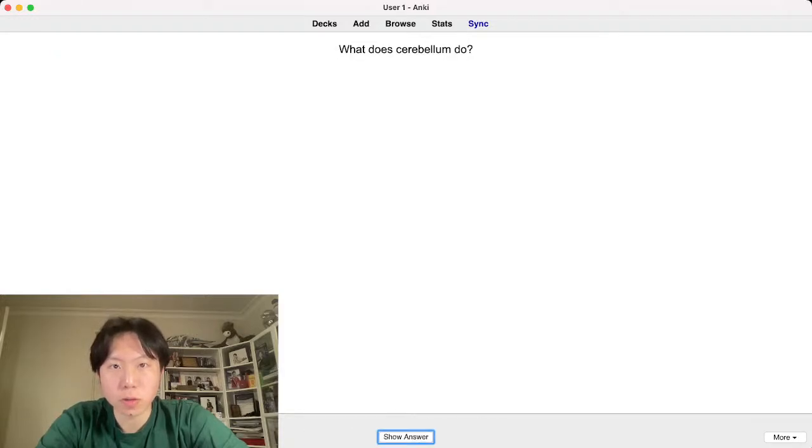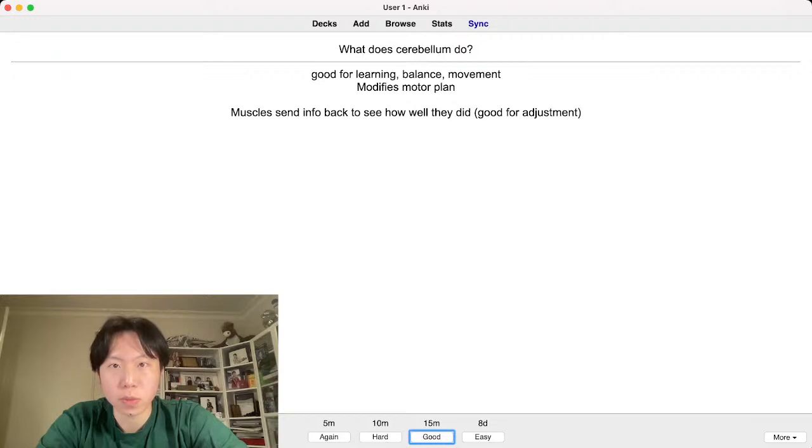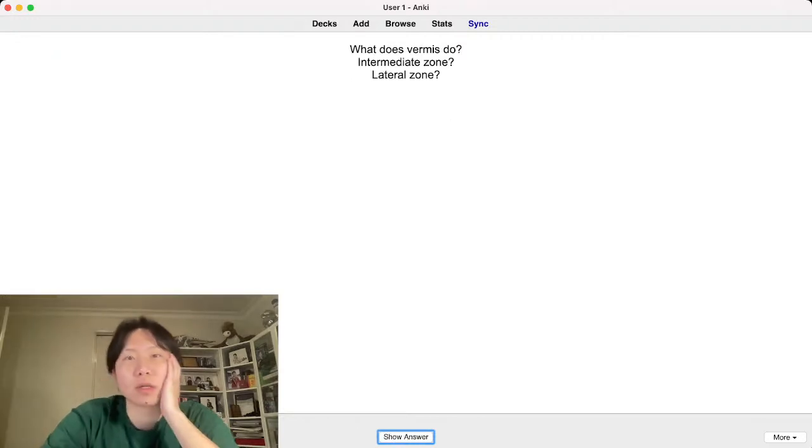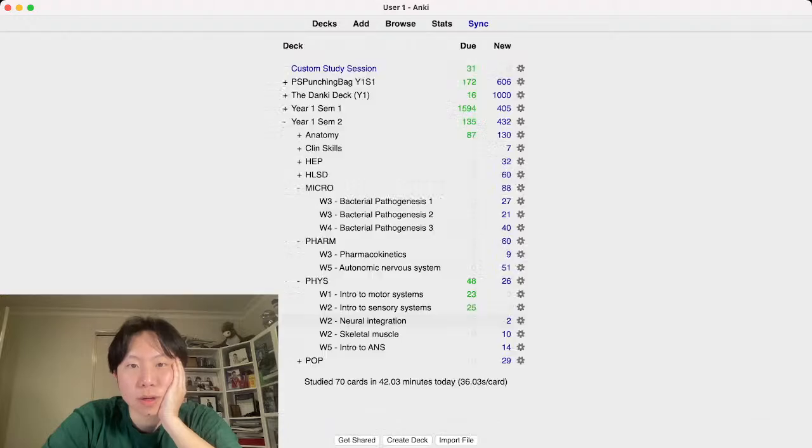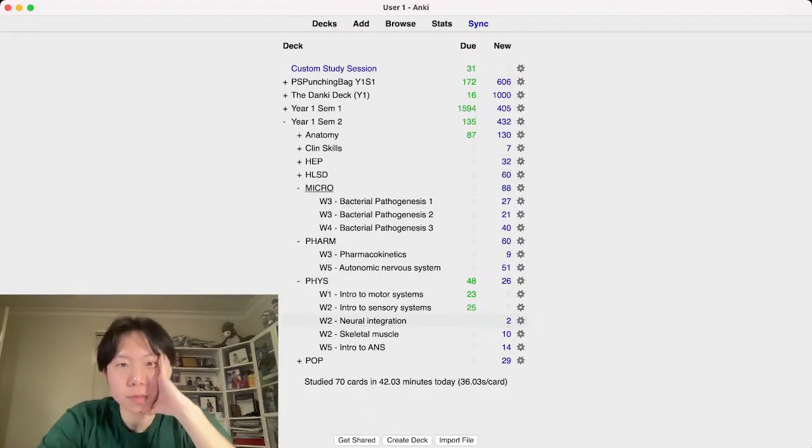Anatomy of the cerebellum, I don't know. Cerebellum, higher order stuff, learning, balance, movement, motor plan. See how well they did. I don't know, vermis. Alright. Do some, I think micro. Micro, yeah.